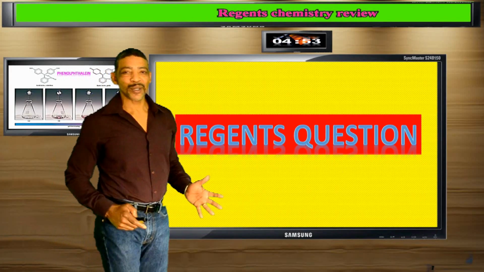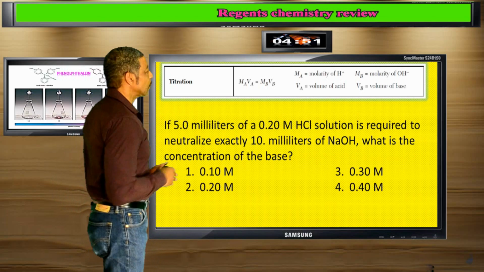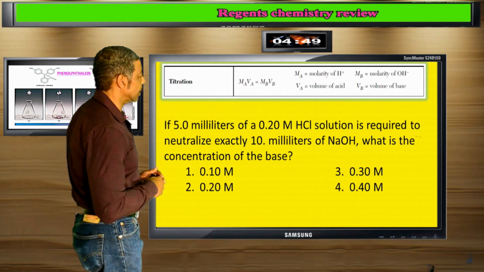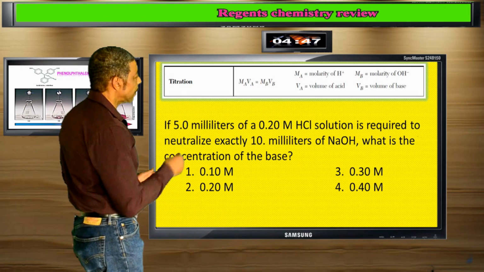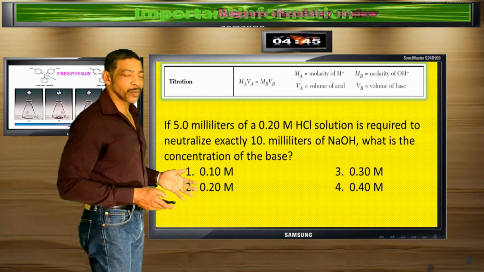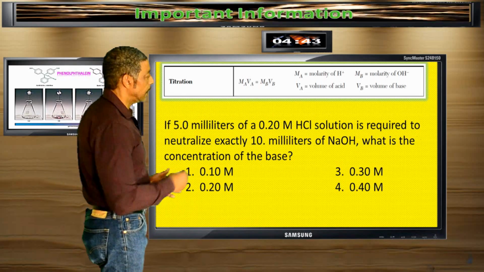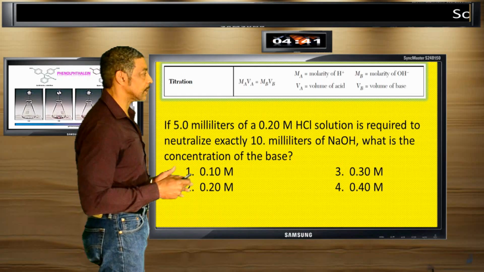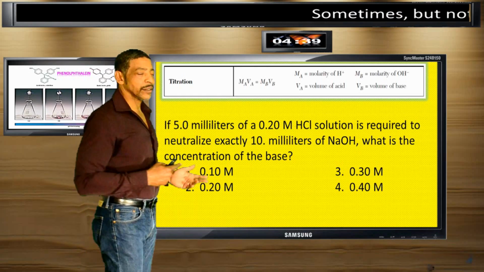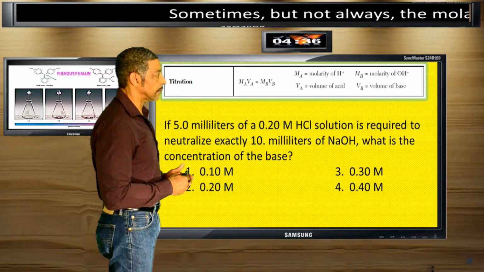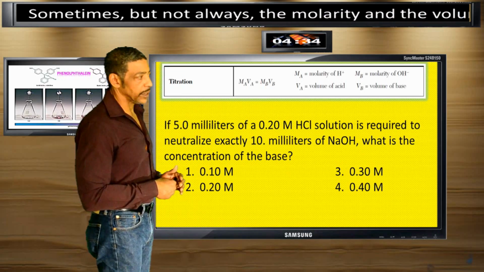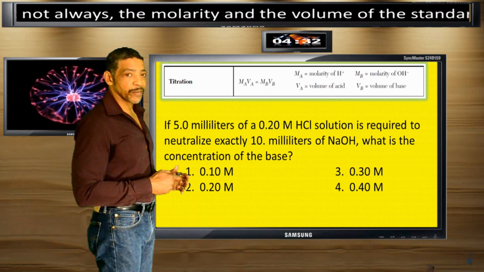Now for some Regents practice. The following question was taken from an actual Regents chemistry examination. If 5.0 milliliters of 0.20 molar HCl solution is required to neutralize exactly 10. milliliters of sodium hydroxide, NaOH, what is the concentration of the base?